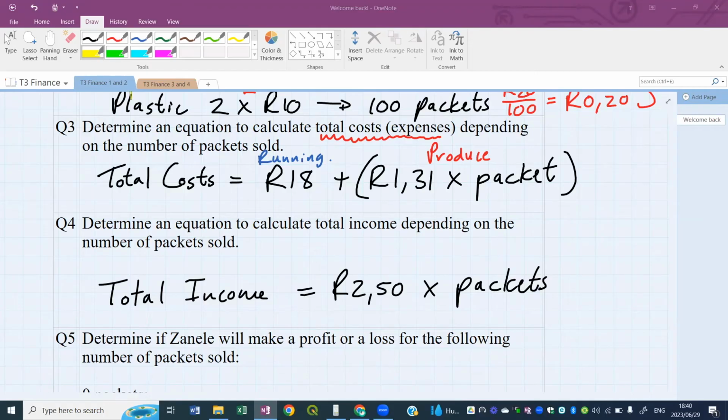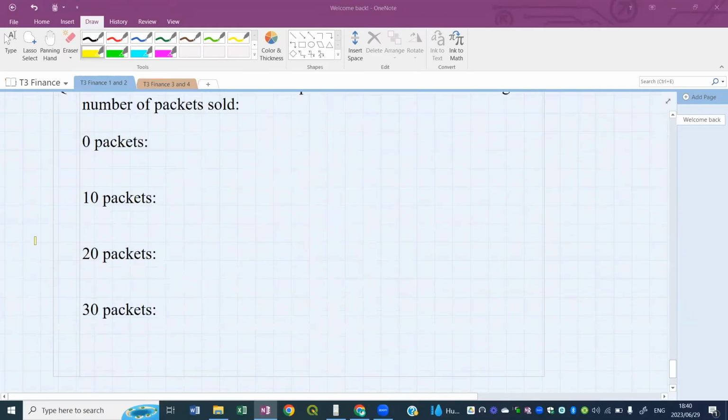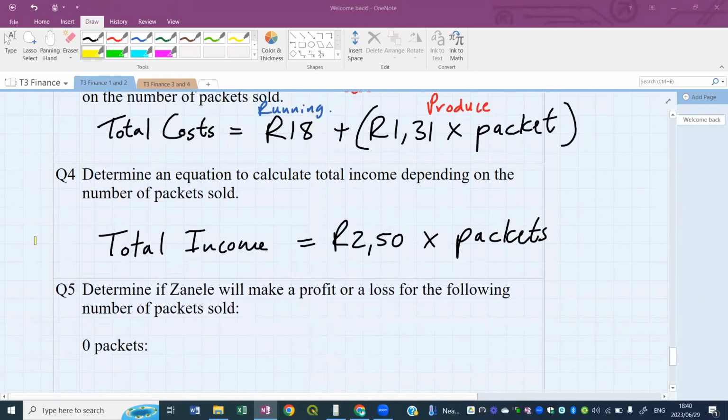So let's do a little more calculating here. Okay. This is the crux of tonight's lesson. We've got two equations. All right. I am going to show them to you on the screen there. Just remember them. You can write them down if you want. And then question 5 says, here we go. Determine if Zanele will make a profit or a loss for the following number of packets sold. Okay. The first one, what if she goes out to wherever the market is and she sells nothing? First question, is she making a profit or a loss? Second part of the question, what is the profit or the loss?